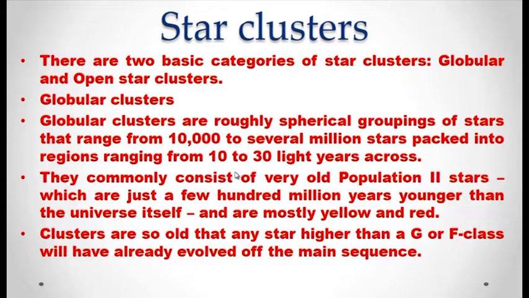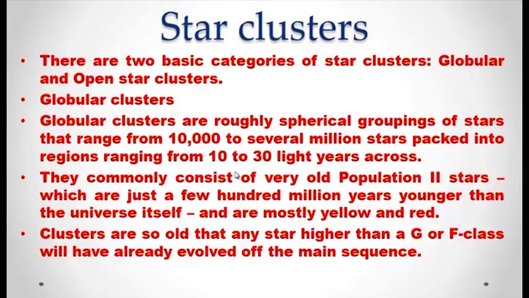We know the formation of the universe is about 13.5 billion years ago, and these stars are mostly yellow and red. These globular clusters of stars are mostly yellow and red in color.